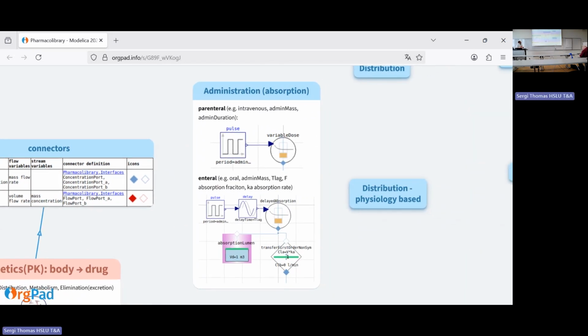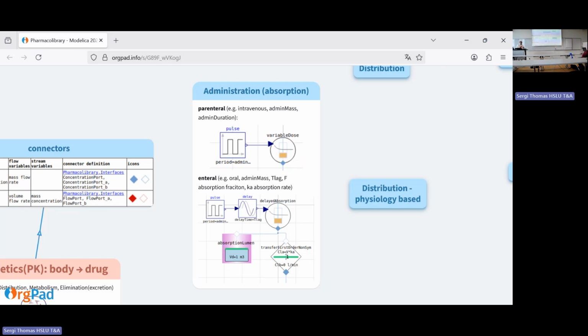So in the case of administration, the simpler administration is intravenous. You just put the drug inside your body and then it is distributed. So this is the first part, the first diagram. You can connect the variable dose component into standard Modelica components. Here is pulse, so you can distribute the drug periodically, for example, every 8 hours or once a day.